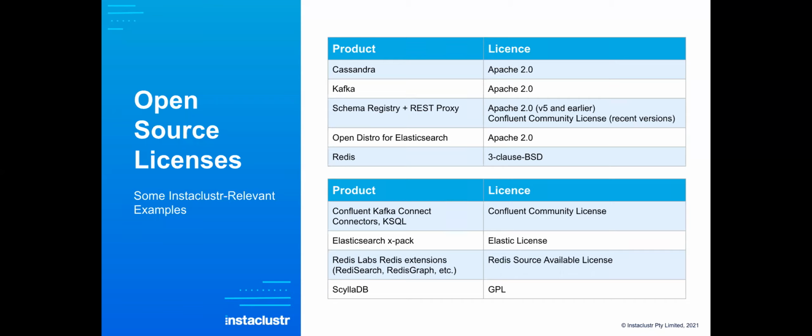And as a result, the open distro will be turning into not just a distro, but a fork, and an Apache 2 licensed fork of Elasticsearch. Redis Labs have some extensions to Redis that's under the Redis Source Available license. And then there's a thing called ScyllaDB, which is a sort of rewrite of Cassandra in C, and that's under GPL. So there's a few different licenses out there. As I said, we tend to favor Apache 2.